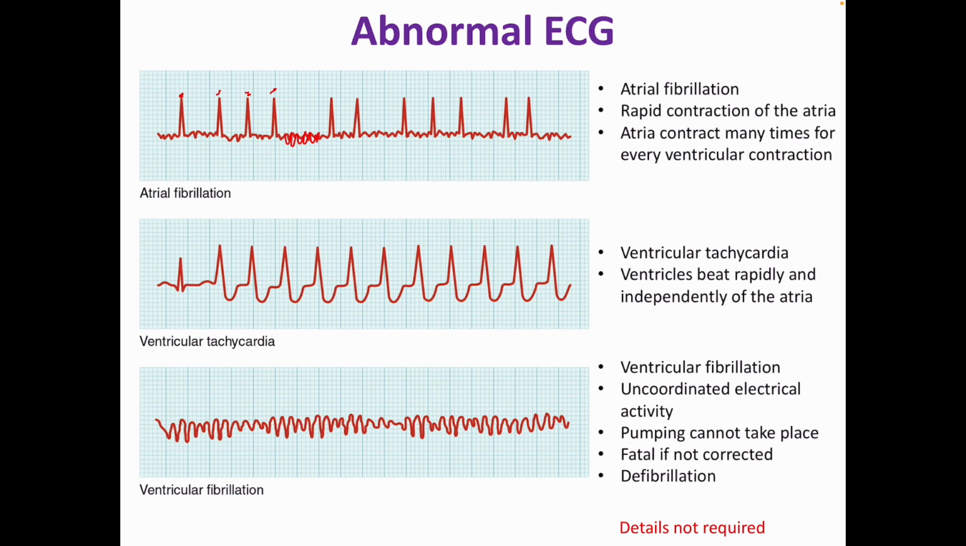And then this bottom one is ventricular fibrillation, referred to as VF. Again, you might have heard it mentioned on medical dramas. This is completely uncoordinated electrical activity of the heart. At this point, all the cardiac muscle cells are contracting independently of each other, and the heart almost looks like a sort of quivering bag of jelly. Pumping cannot take place, and this will be fatal if not corrected. And that's where you need a defibrillator, which completely stops all of the electrical activity of the heart to hopefully allow the pacemaker, the SA node, to take over.